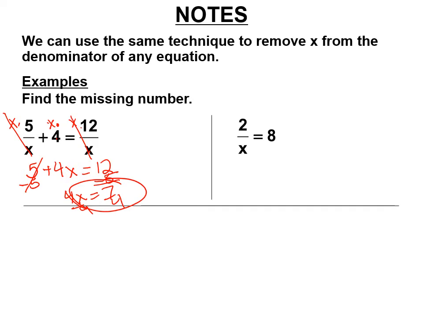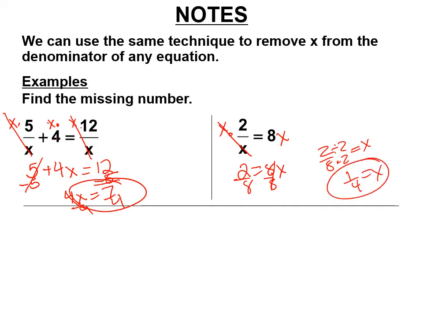All right, so what would you do to both sides here? You'd multiply by x. So you have 2 equals 8x. All right, divide both sides by 8. X is being multiplied by 8. So x equals 2/8, but you would never leave it that way. You would simplify. And so x must be 1/4. Right? 2 divided by 1/4 equals 8. Yeah, it does.